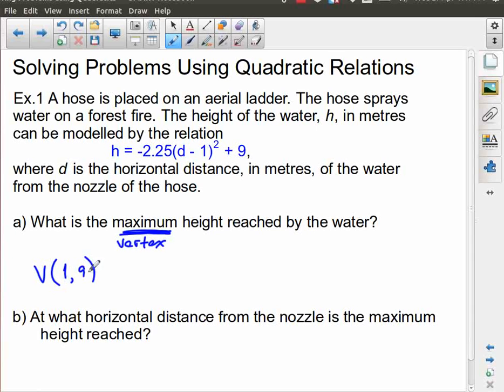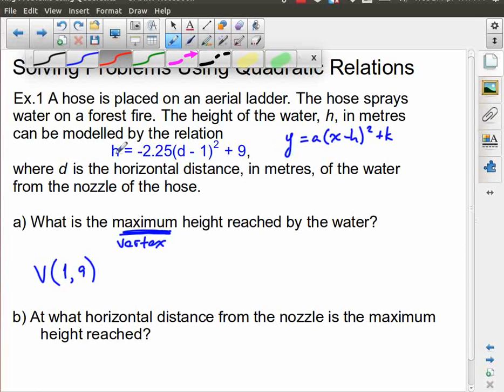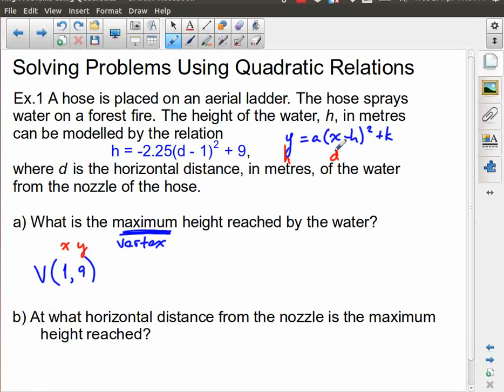Now normally we would have vertex form y equals a(x minus h) all squared plus k. But we have d and h, so how do these line up with each other? H and y, so it looks like those are the same, and instead of x, we have our d. So normally this is an x and a y, but x is actually a d and y is actually an h. So this 1 refers to a distance, this 9 refers to a height. So what is the maximum height reached by the water? We get that from here.